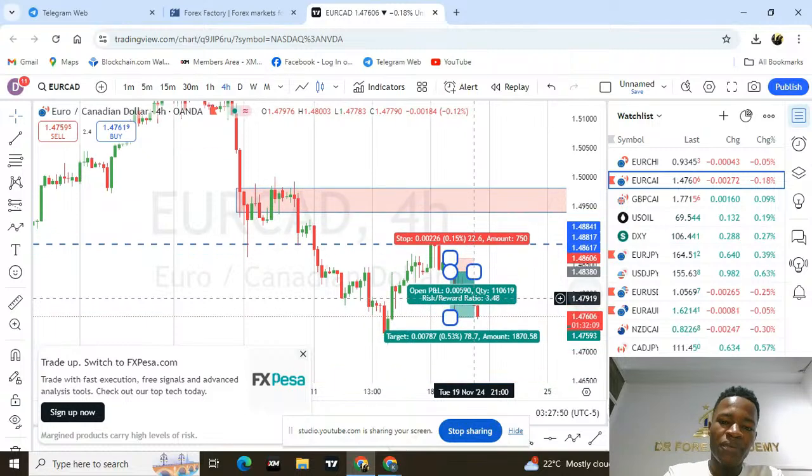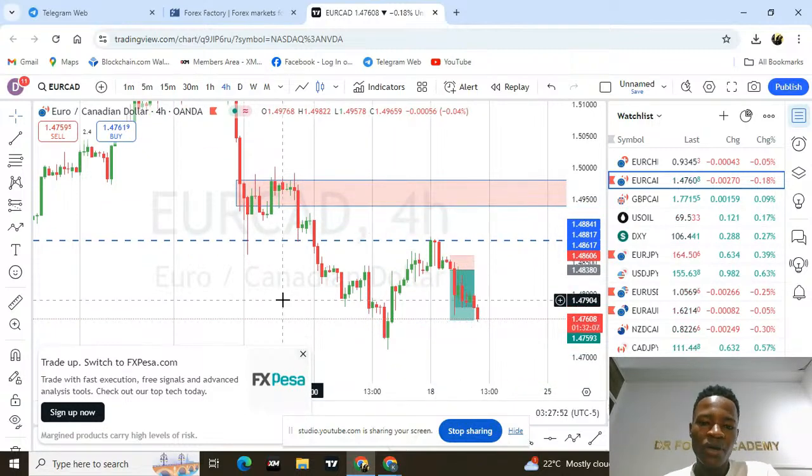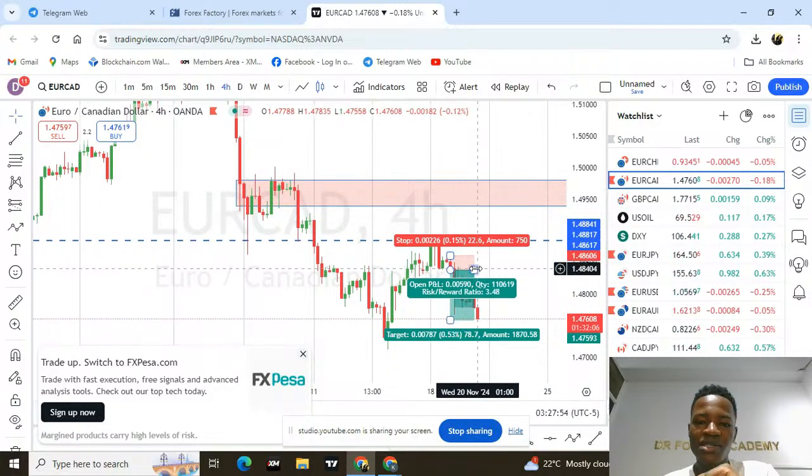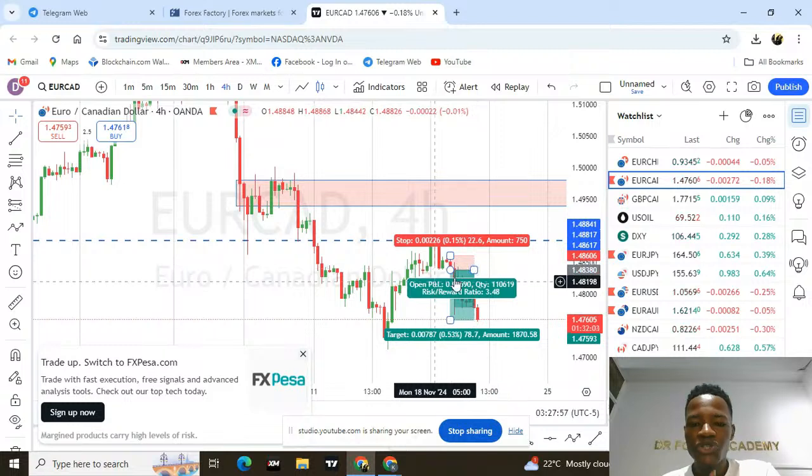Another reason, and this is already my strategy, why we had much confidence on having this entry, much confidence on having these entries.